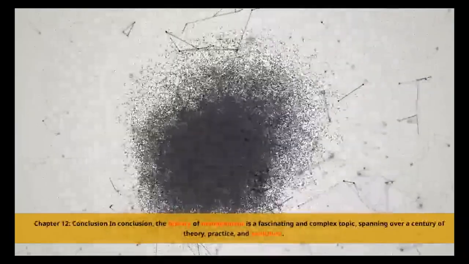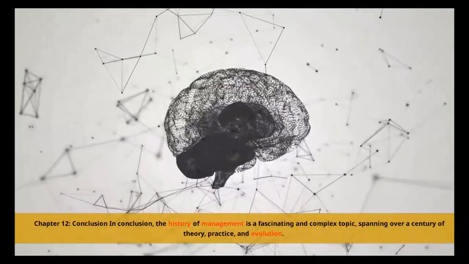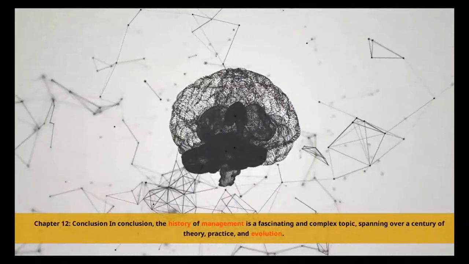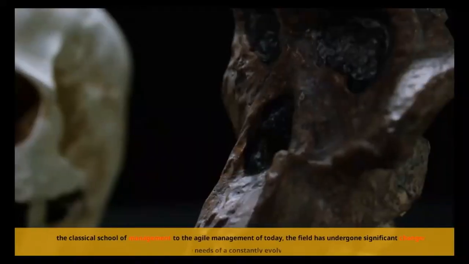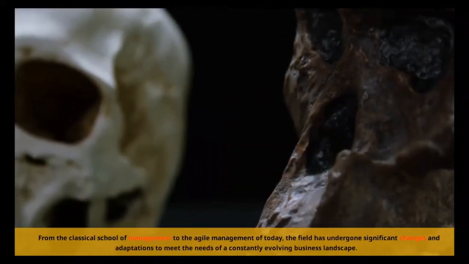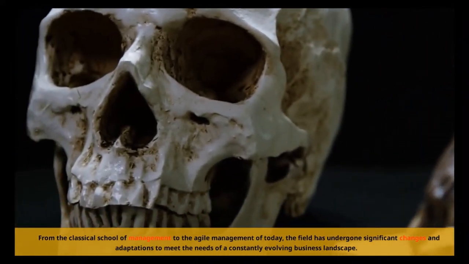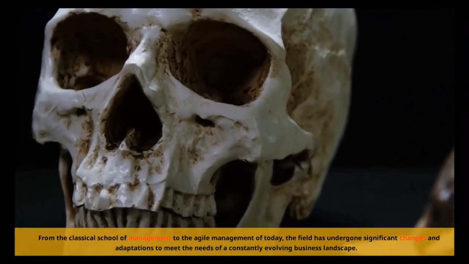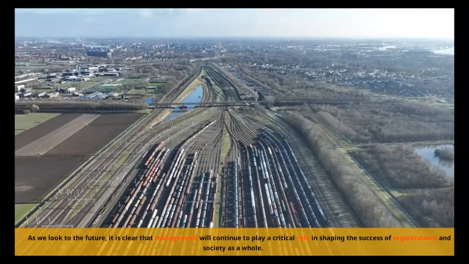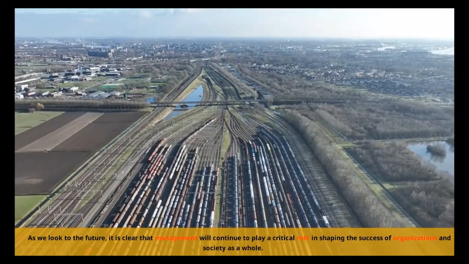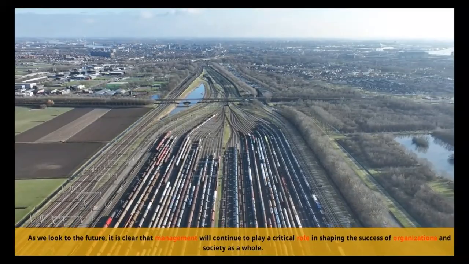Chapter 12. Conclusion. In conclusion, the history of management is a fascinating and complex topic, spanning over a century of theory, practice, and evolution. From the classical school of management to the agile management of today, the field has undergone significant changes and adaptations to meet the needs of a constantly evolving business landscape. As we look to the future, it is clear that management will continue to play a critical role in shaping the success of organizations and society as a whole.